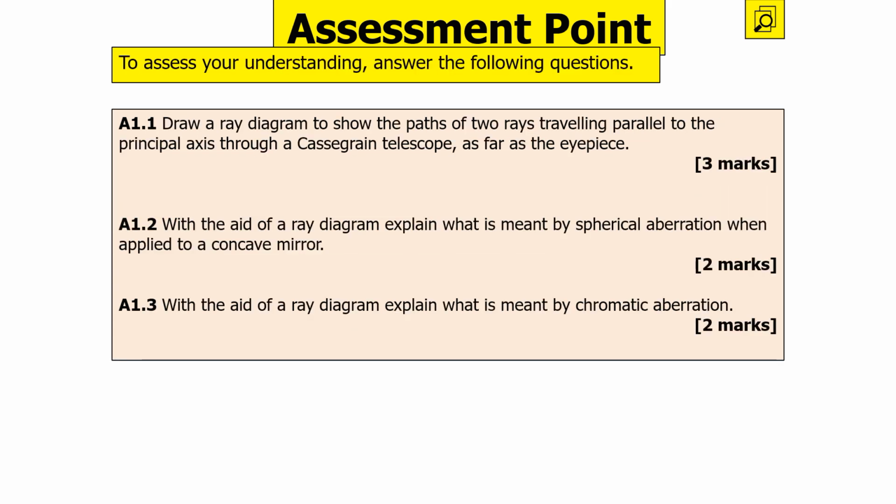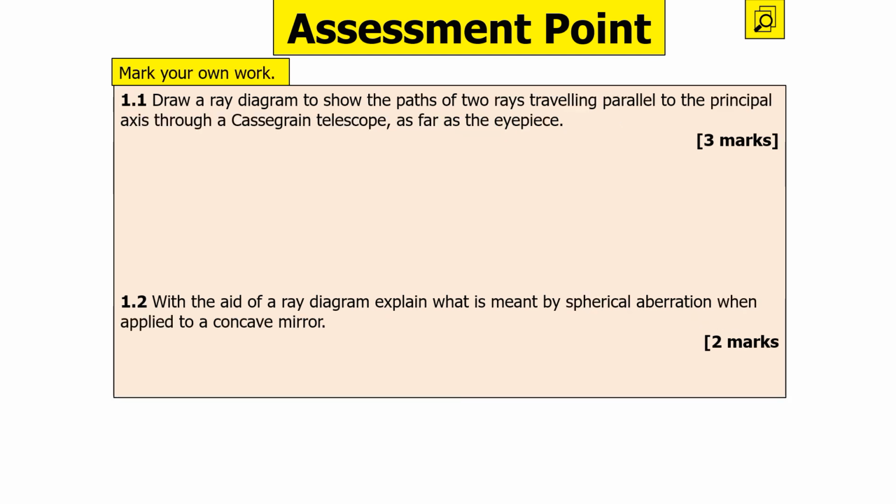The next question says, draw a ray diagram to show the path of two rays travelling parallel to the principal axis through the Cassegrain telescope. With the aid of the ray diagram, explain what is meant by spherical aberration when applied to a concave mirror, and with the aid of a ray diagram, explain what is meant by chromatic aberration. So pause the video now, then unpause the video when you want to go through your answer.